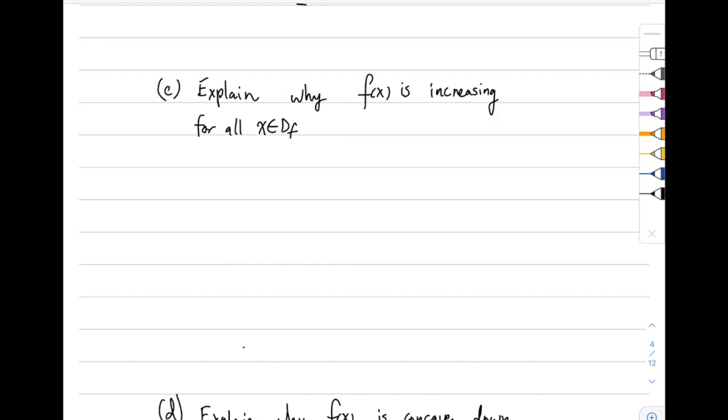So if they want us to show that f of x is always increasing, really what they want us to show is that the first derivative is always positive. Because remember, we talked about this last time, first derivative being positive or 0 means the function is increasing. If I can somehow show the first derivative is positive for all these x values, then I'm showing that the function is increasing. Okay, so let's go back.